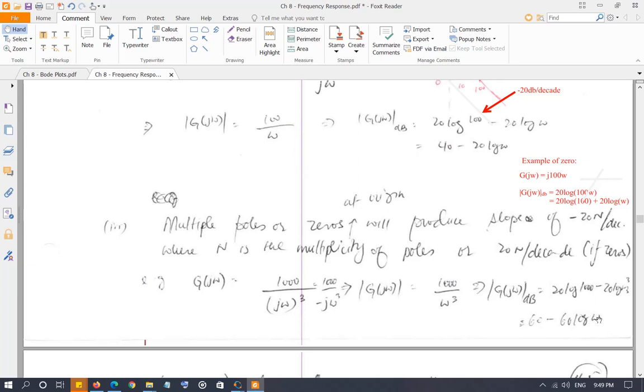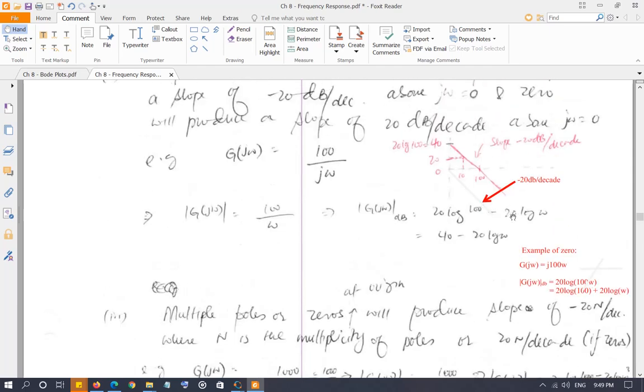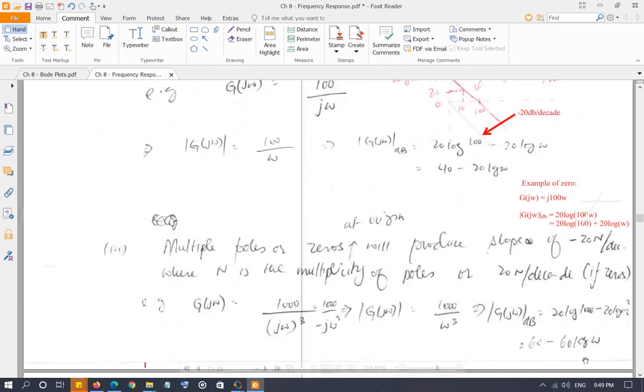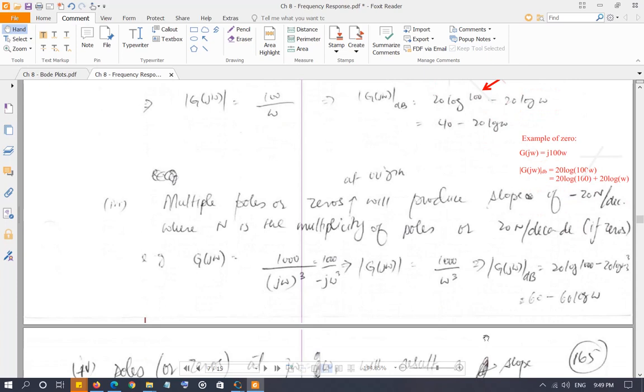That means this thing is going to go down with what slope? This was going down by 20 decibel per decade. This is going to go down by 60 decibel per decade. So each decade of frequency is going to go down 60 decibel. And then this will be constant 60 decibel. When you draw both of these lines and add them together, at 1 it's going to be 60 decibel. At 10, it's going to be 0. At 100, it is going to be negative 60 decibel, and so on and so forth.